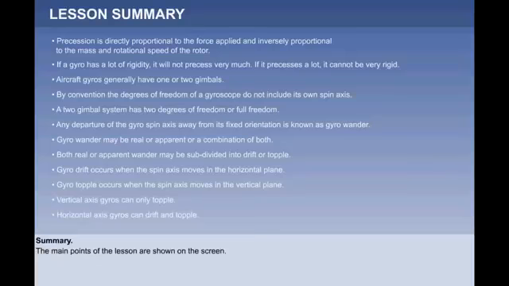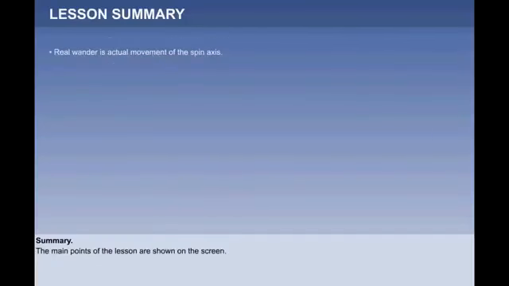Real wonder is actual movement of the spin axis. Apparent wonder can be drift or topple due to Earth rate or transport wonder. The formula for apparent drift due to Earth rate is: Earth rate equals 15 times the sine of the latitude, in degrees per hour.